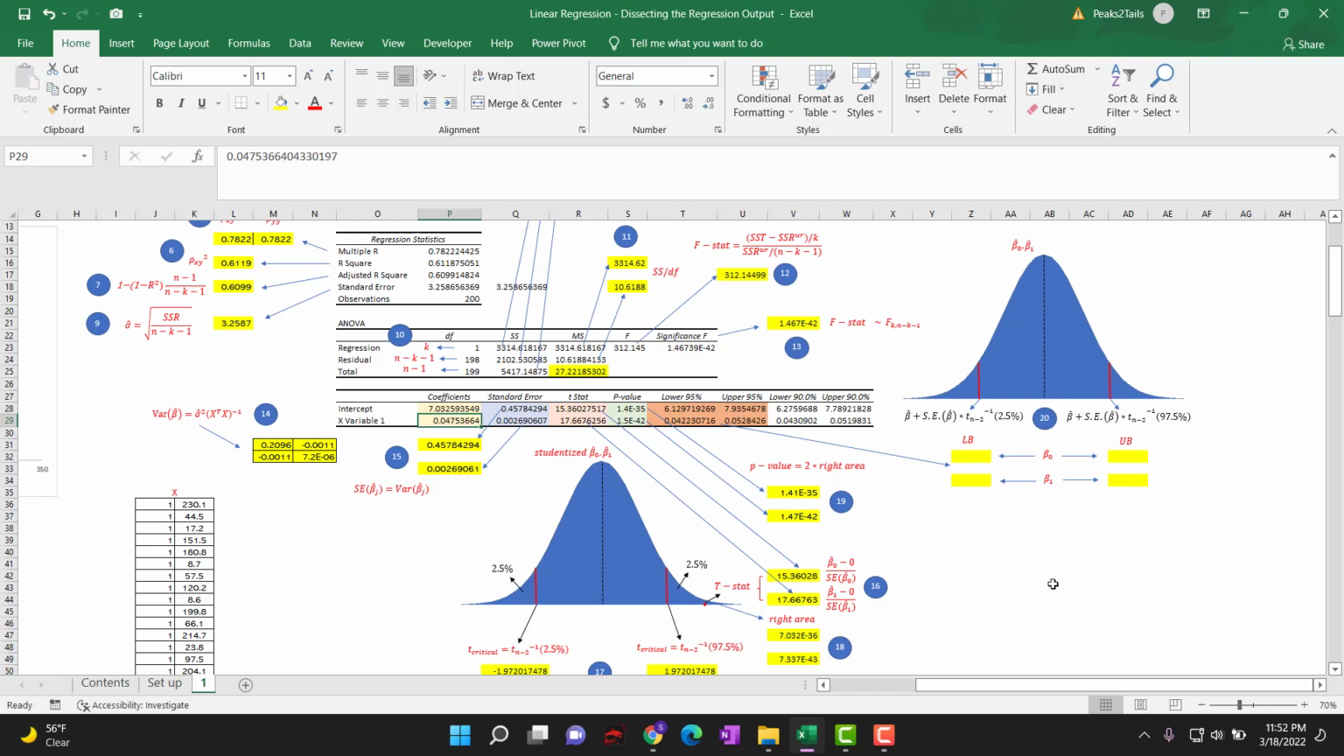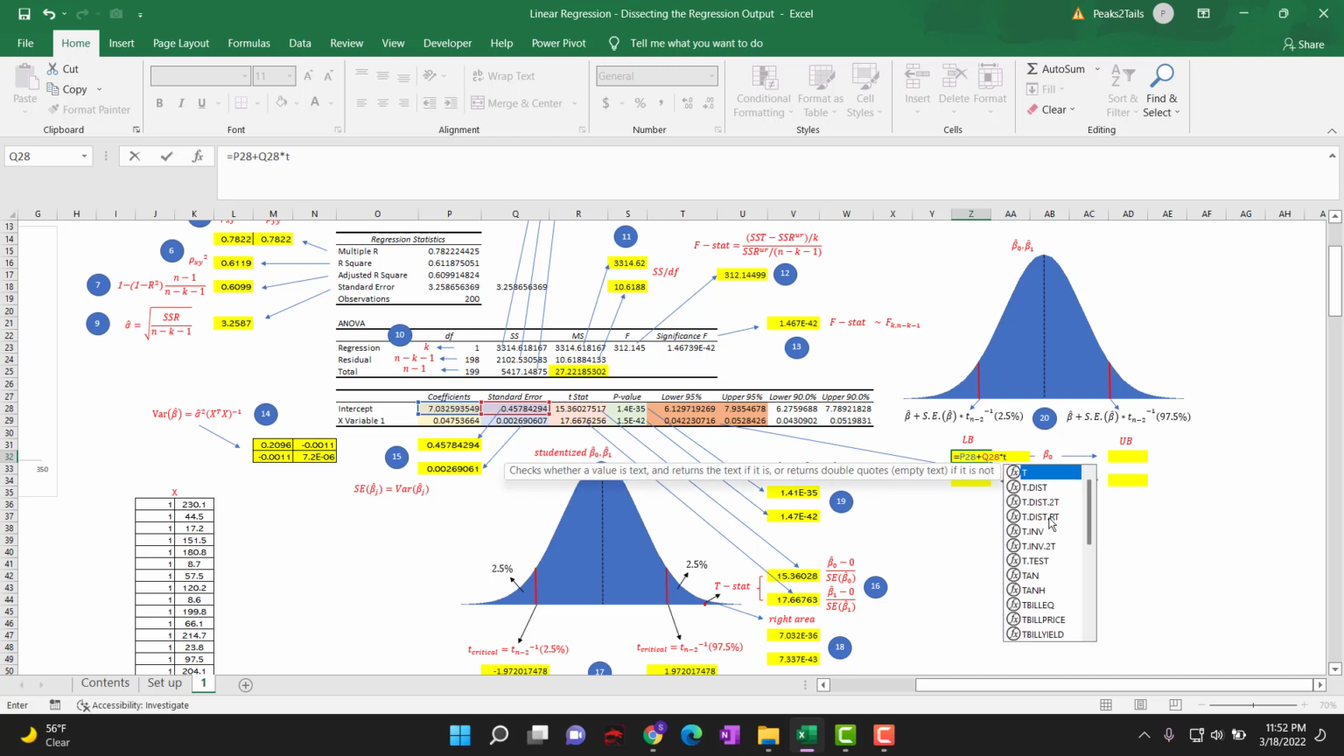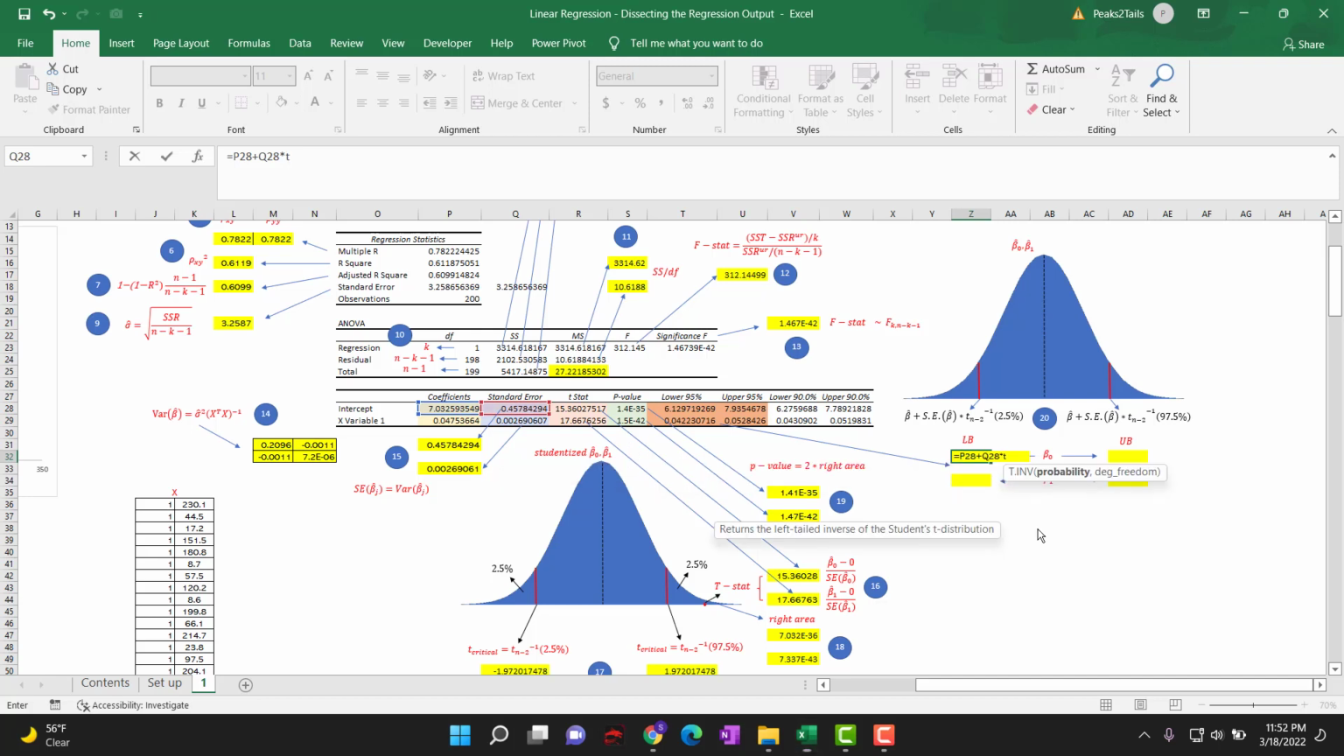Let's assume that we want to build a 95% confidence interval for the parameters. So for beta 0, the lower bound would be the estimate of beta 0 of the sample, plus the standard error times t inverse, probability I want to keep on the left hand side is 2.5%, comma, degree of freedom is 200 minus 2.